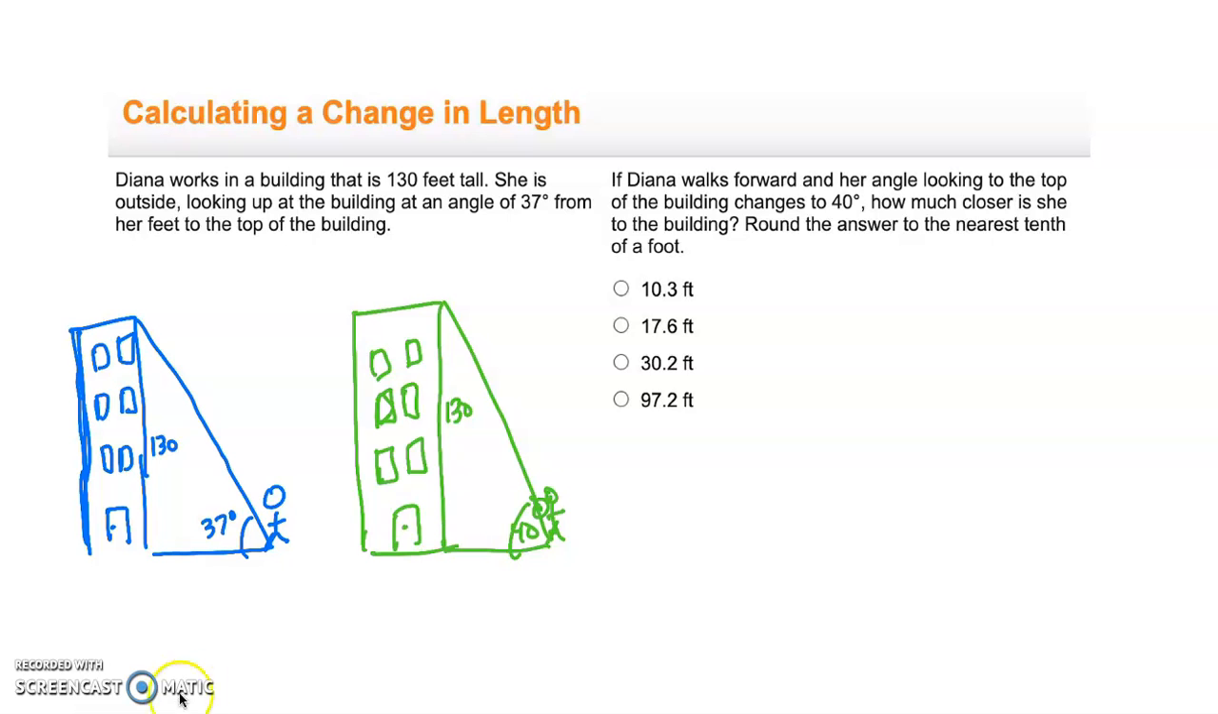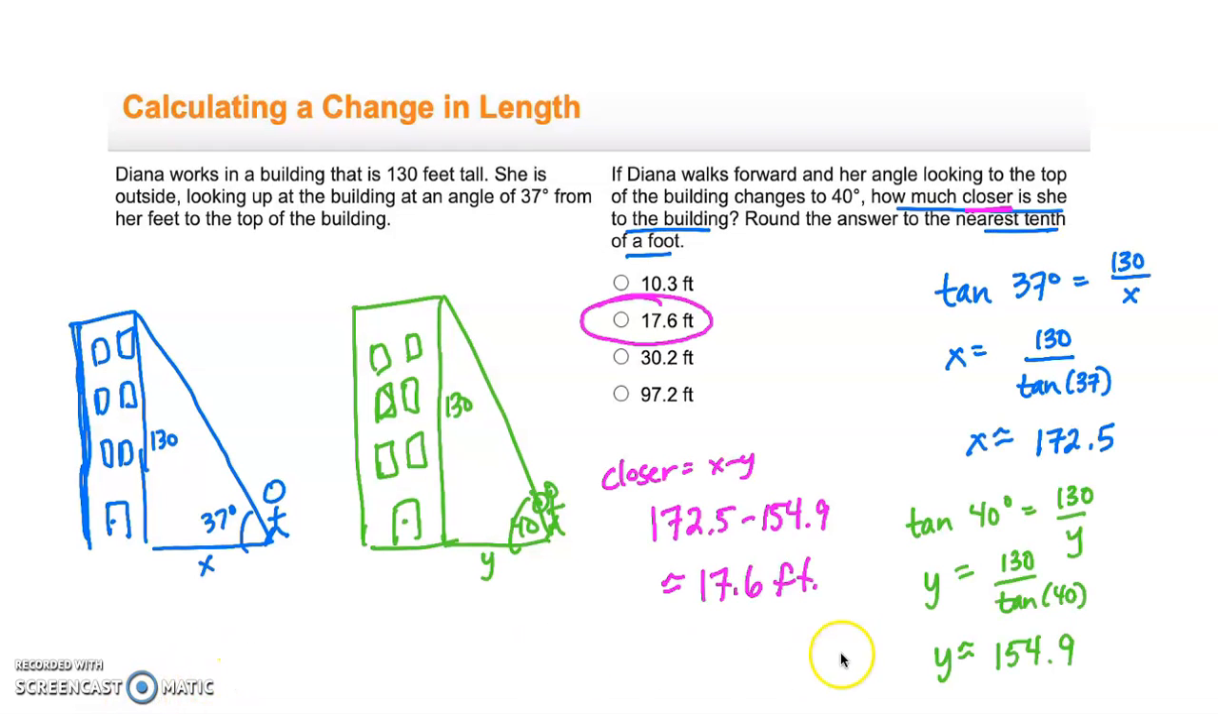Now we're going to do one calculating change in length. I've set up the problem. Basically, you need to find the distance at one part and subtract it from the distance when she moves forward. So see if you can work this out and then come back and check your work. Okay, pause the video and check your work. This is a several part problem, but this is how you can set that up.